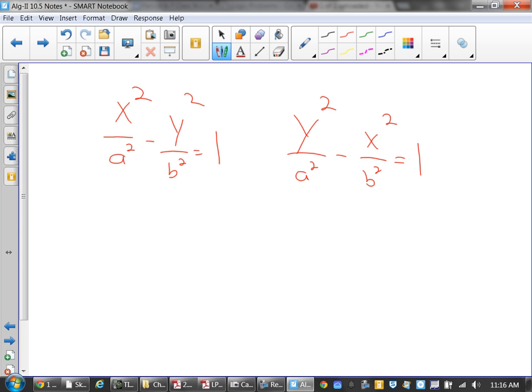notice what happens with the A's and B's. The A's and B's stay the same. What moves? The X's and Y's. So it's no longer the A's and B's showing you what direction the graph is going to go. It's the X and the Y, what comes first. Okay? The X and the Y tells you which direction it's going to go.